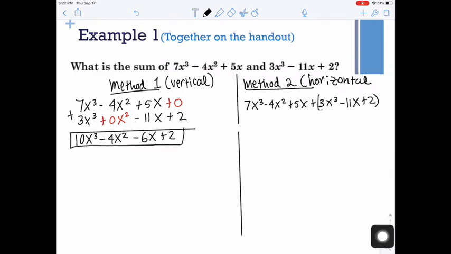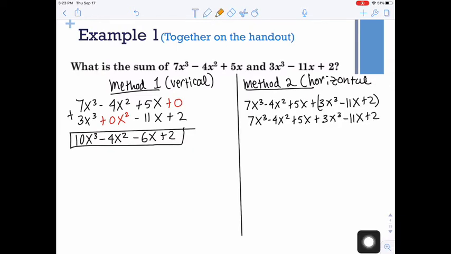Now the second method is to add horizontally. Notice I put the second expression in parentheses. This really doesn't matter when we're adding, it only matters when we're subtracting, but if you make a habit of keeping it separated first, you'll remember more often to distribute when we're looking at a negative sign.